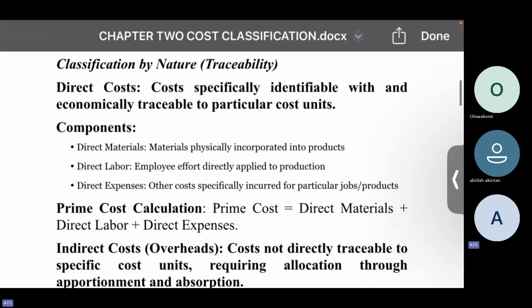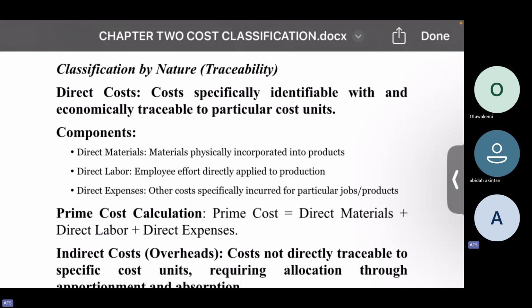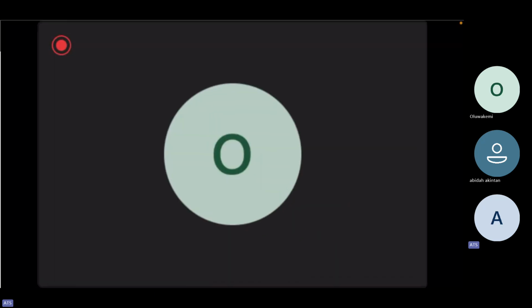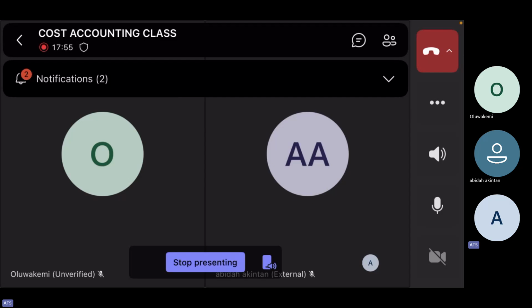Now, the addition of direct materials, direct labor, and direct expenses makes up what we call prime costs. They are called prime costs when you add them together. So prime costs are the addition of direct materials, direct labor, and other direct expenses. Are we fine? Is that clear?